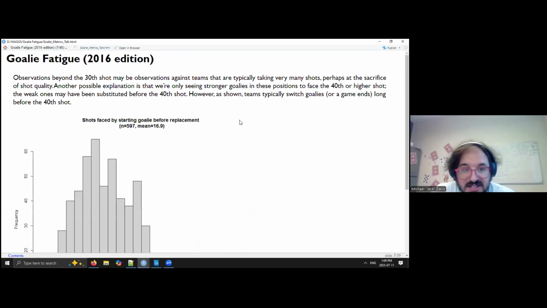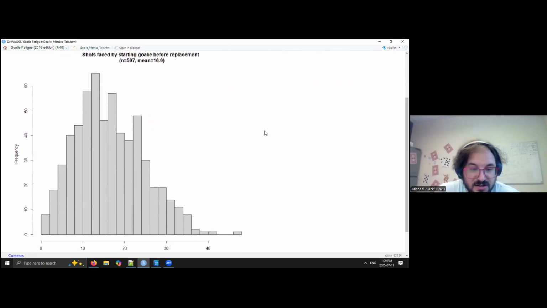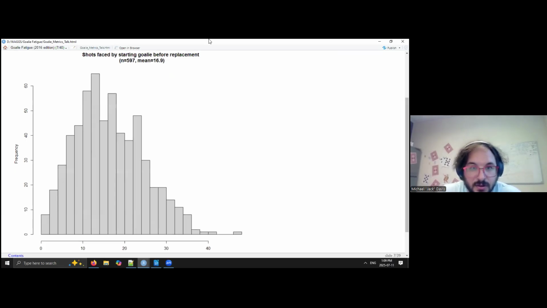Okay, so let's see how much of a shot attempt we're actually looking at here. In this particular case, you can see that the starting goalie, before they are replaced, and they're not always replaced, they're not often replaced, only about 15% of the time, you can see that facing 40 shots is pretty rare.